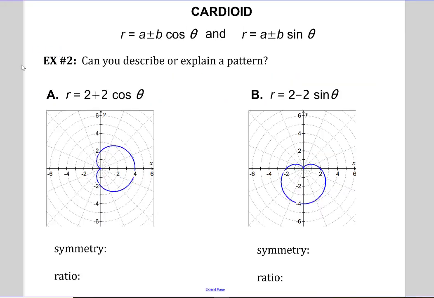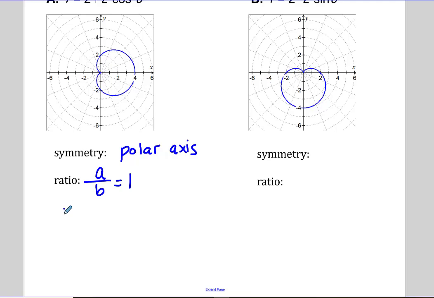So there are certain types of polar curves that happen. The first one we're going to look at is called a cardioid. It has a little heart shape. It's kind of dimpled in like that. And we want to look at some patterns here. So this one has symmetry about the polar axis, which is our x-axis here. And looking at these numbers, this A and this B number, the ratio of A to B is 1. And it's a positive cosine.